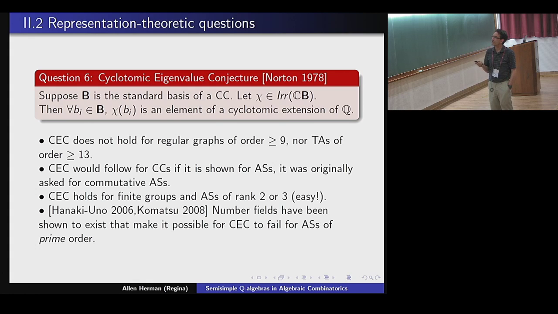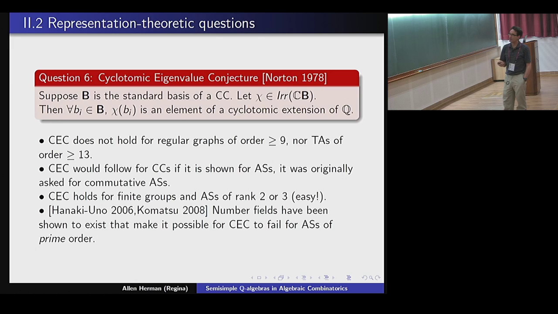For table algebras, it already fails at order 13. You can find table algebras that aren't represented by association schemes that have non-cyclotomic eigenvalues. But the conjecture is still open for association schemes. It will hold for the small things that I defined. Small graphs here are easy. Their eigenvalues are easy to write down.